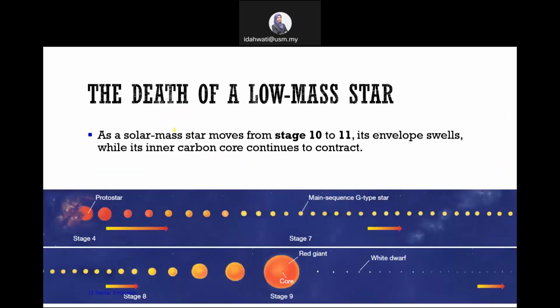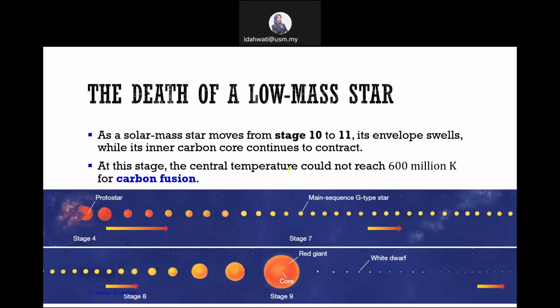Okay, so now is the death of a low mass star. So we move from stage 10 to 11. Here, stage 4 until 7, and then continue here in stage 8 to stage 10, and then 10 and 11 after that.